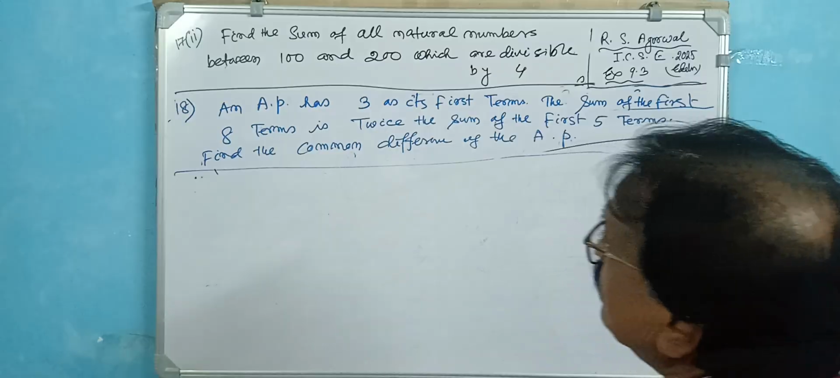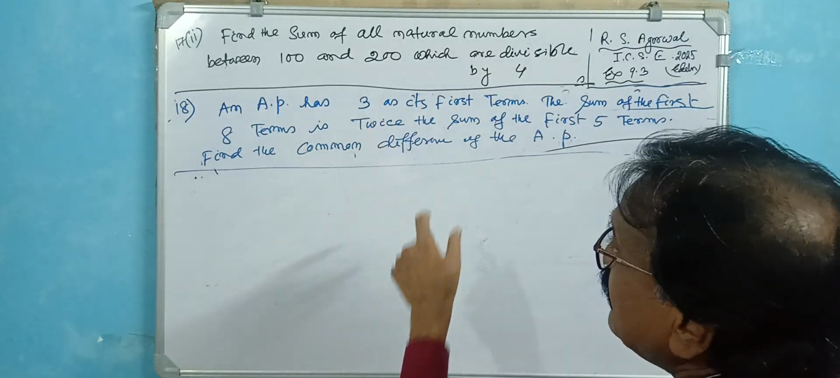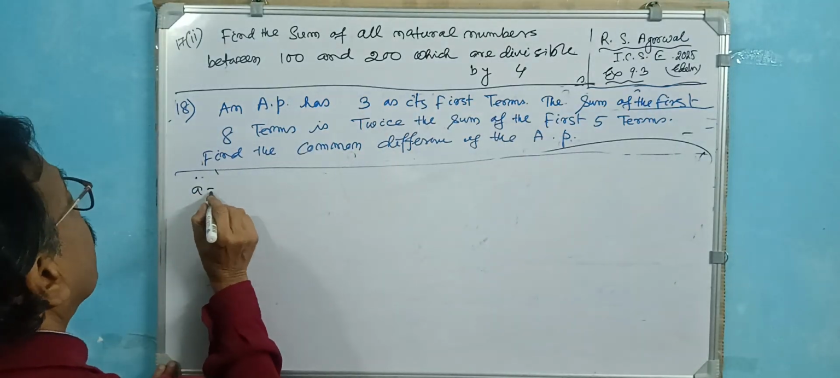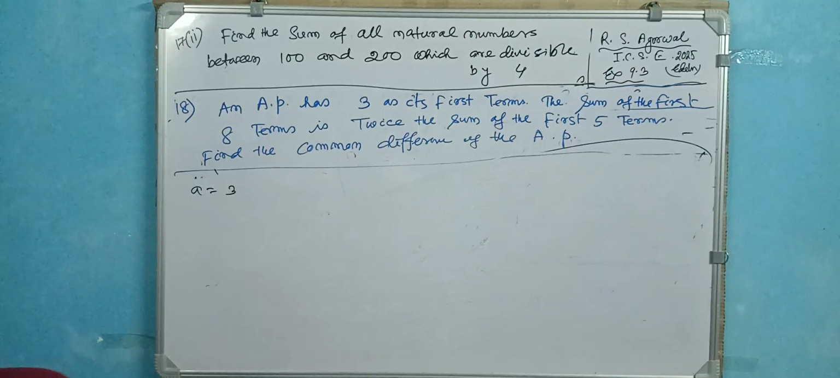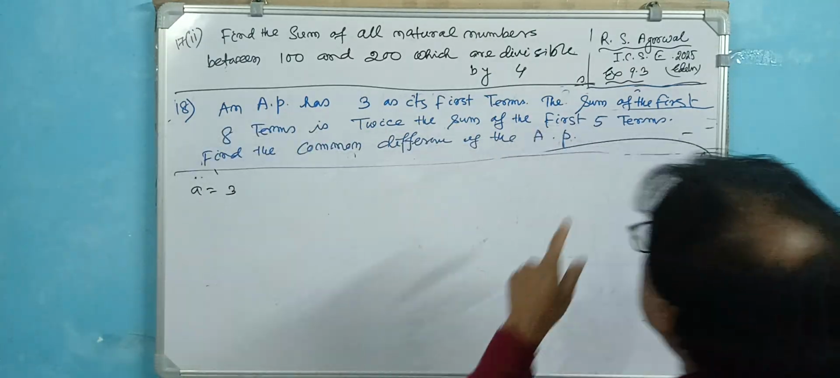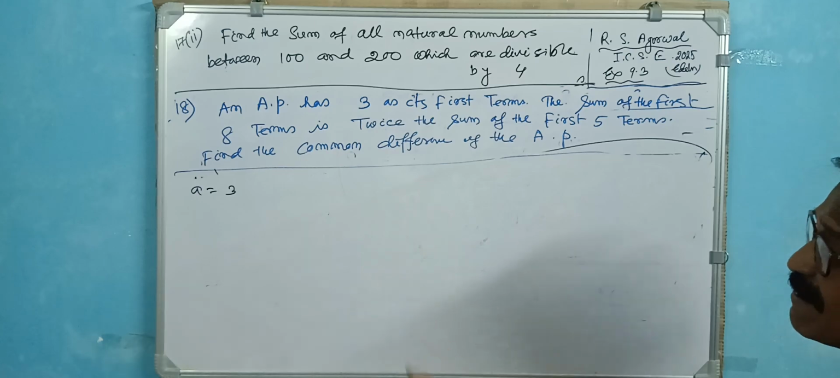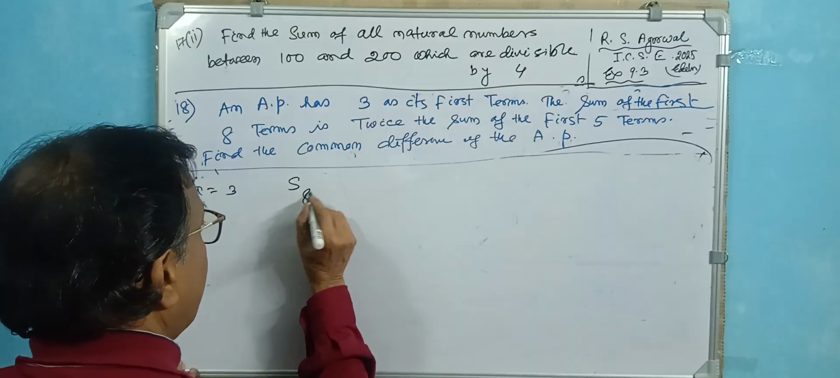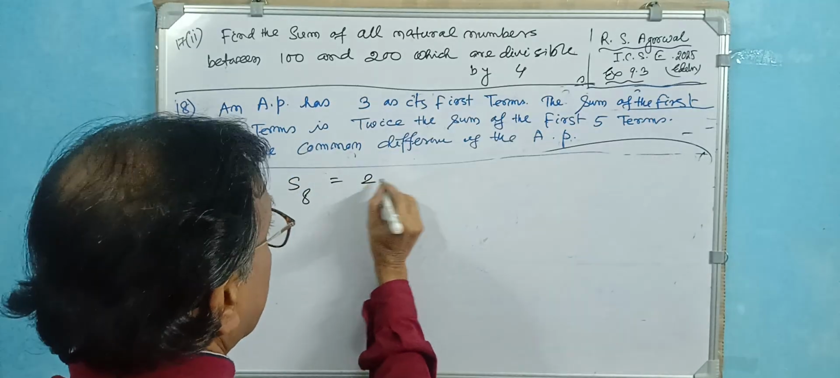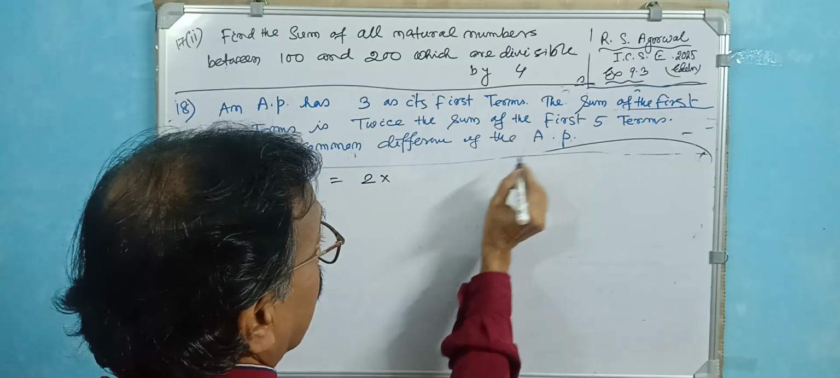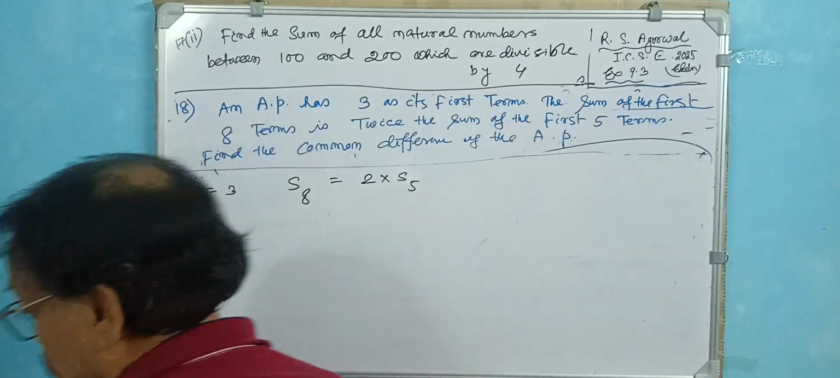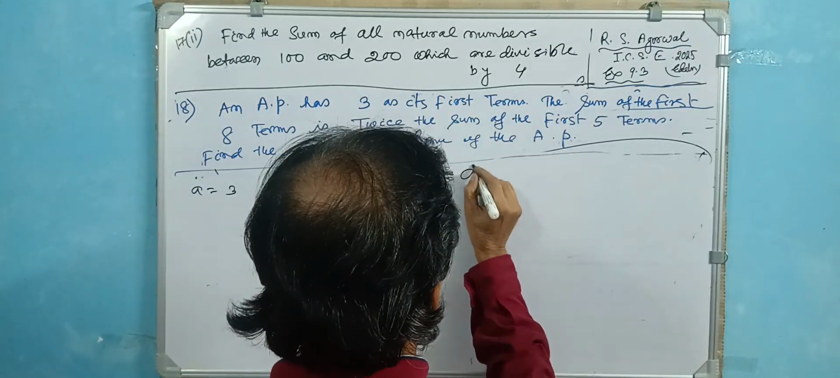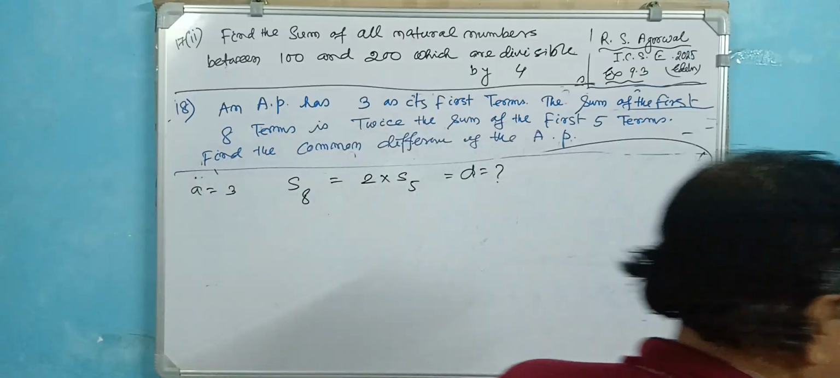An AP has 3 as its first term. So A is 3. And the sum of the first 8 terms is twice the sum of the first 5 terms. That means S8 is equal to twice S5. Now find the common difference. That is actually the question.